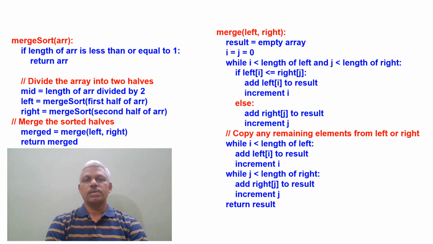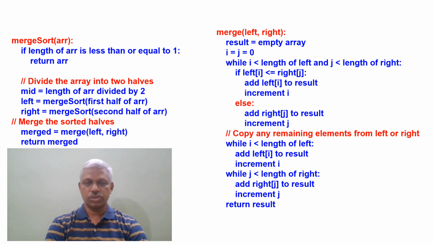If you look into the merge part, this is how the subarrays are merged. Left and right are the subarrays which are given as an input to the merge process, and we initiate 3 variables here. Result, which is an empty array to start with, equal to the size of the given array, and 2 indices, i and j, which are equal to 0.